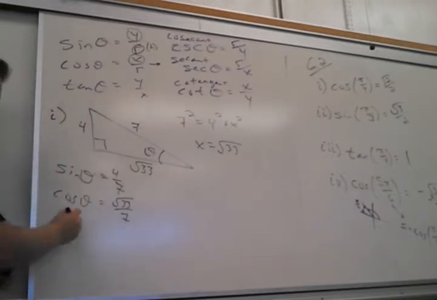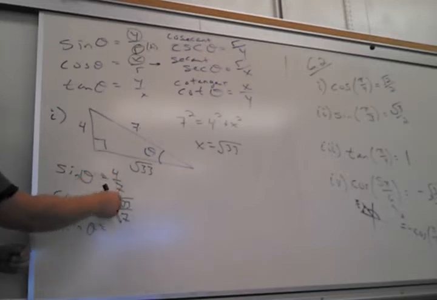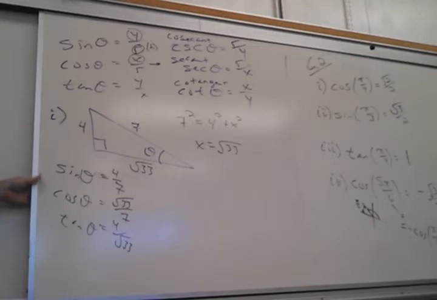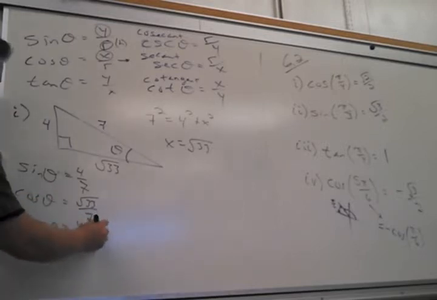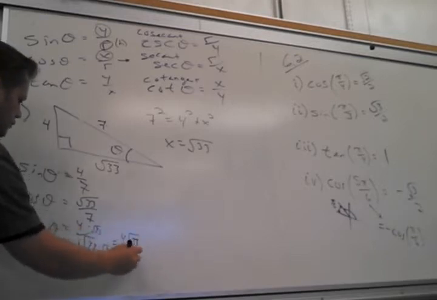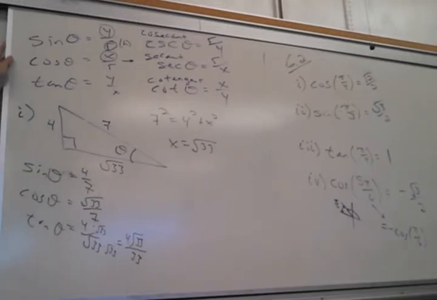Okay, so what's tangent? It'll be y over x, or sine over cosine: 4 over rad 33. Now that's not good enough. What's wrong with that number? Take a second and rationalize it. Times rad 33 over rad 33, you get 4 rad 33 over 33. Just make that an automatic thing you do. If you end up with a radical on the bottom, you have to rationalize it.